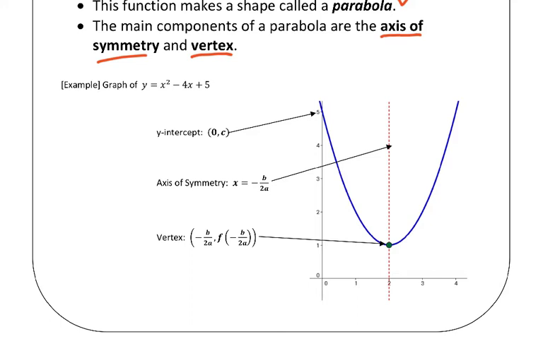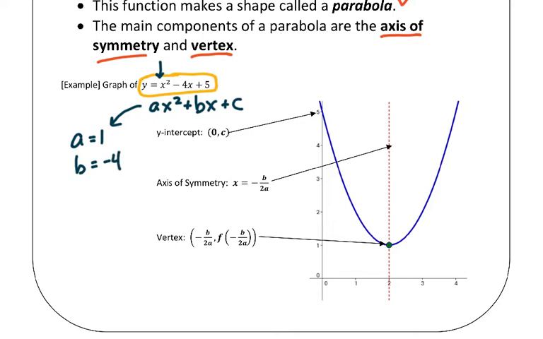Here's a really nice example. We have y equals x squared minus 4x plus 5. And that looks more like standard form. That's ax squared plus bx plus c. So just taking a second here, it looks like my a value in front of the x squared is a 1. The b in front of the x is a negative 4. You take the sign with it. And the c all the way at the end is a plus 5. We might need those numbers later, but I just want to list them for now.